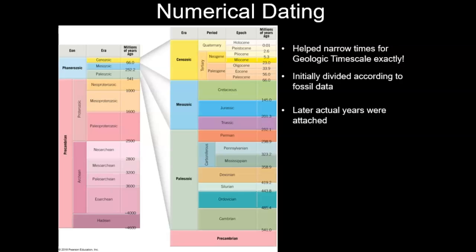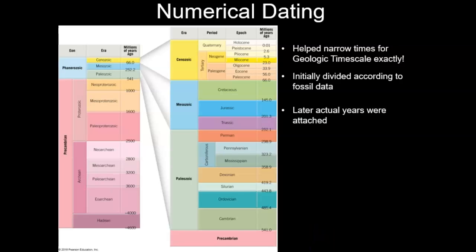Each era is further subdivided into periods, with the Paleozoic era containing 7 different periods: Cambrian, Ordovician, Silurian, Devonian, Mississippian, Pennsylvanian, and Permian. The Mesozoic era is going to have 3 different periods: the Triassic, Jurassic, and Cretaceous. And then the Cenozoic era, which is the one that we currently are in, has 3 periods as well: the Paleogene, the Neogene, and the Quaternary.